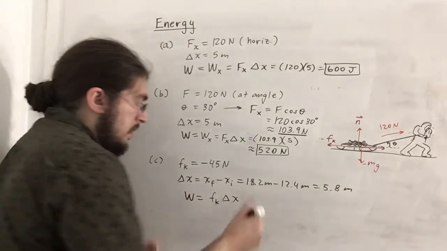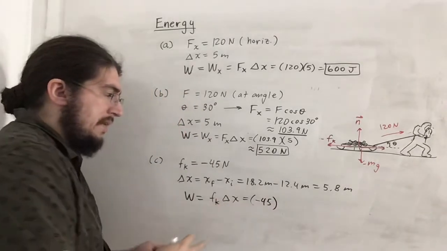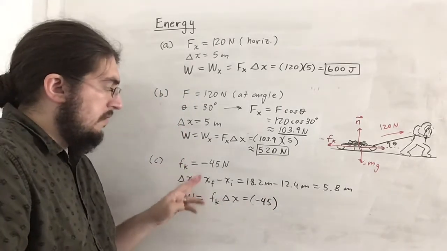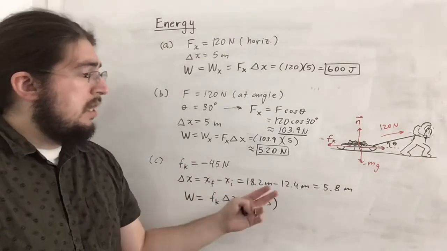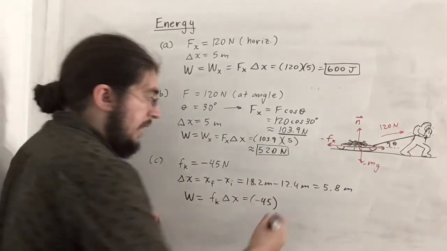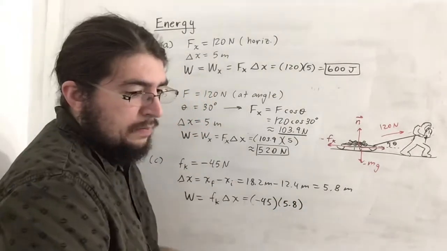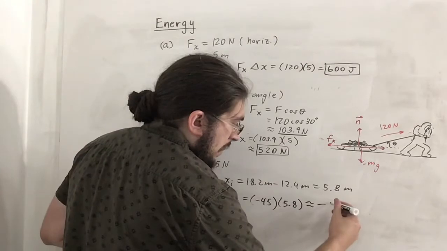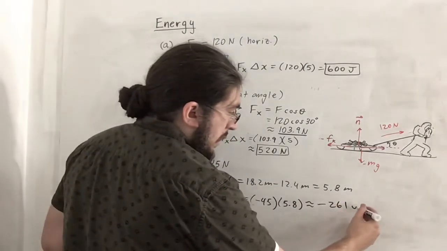So this is negative 45 times delta x. I already found delta x for us. That's the final minus initial x values, which was 18.2 minus 12.4 meters, which is 5.8. Now, if we multiply these numbers together, we will get about negative 261. Yeah, that works. And that's, of course, in joules.